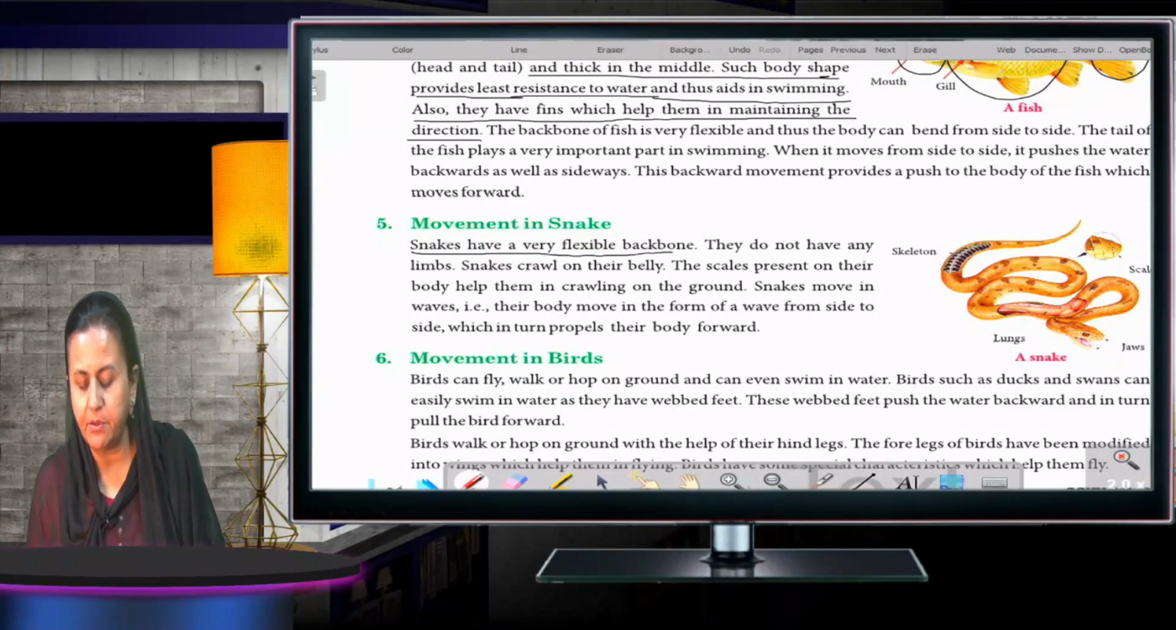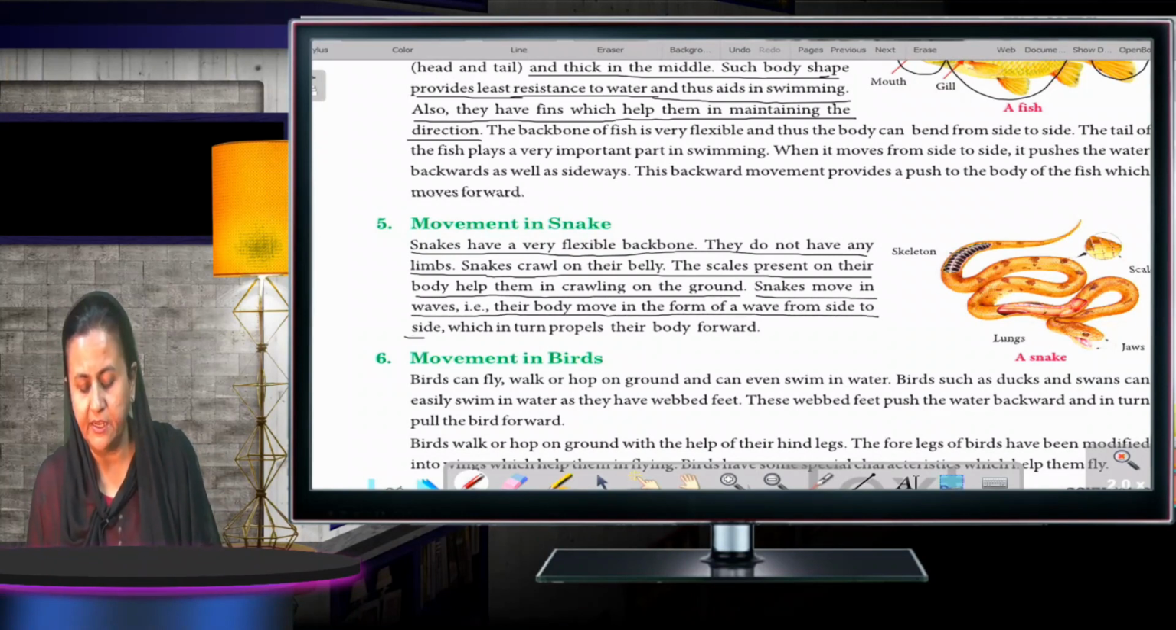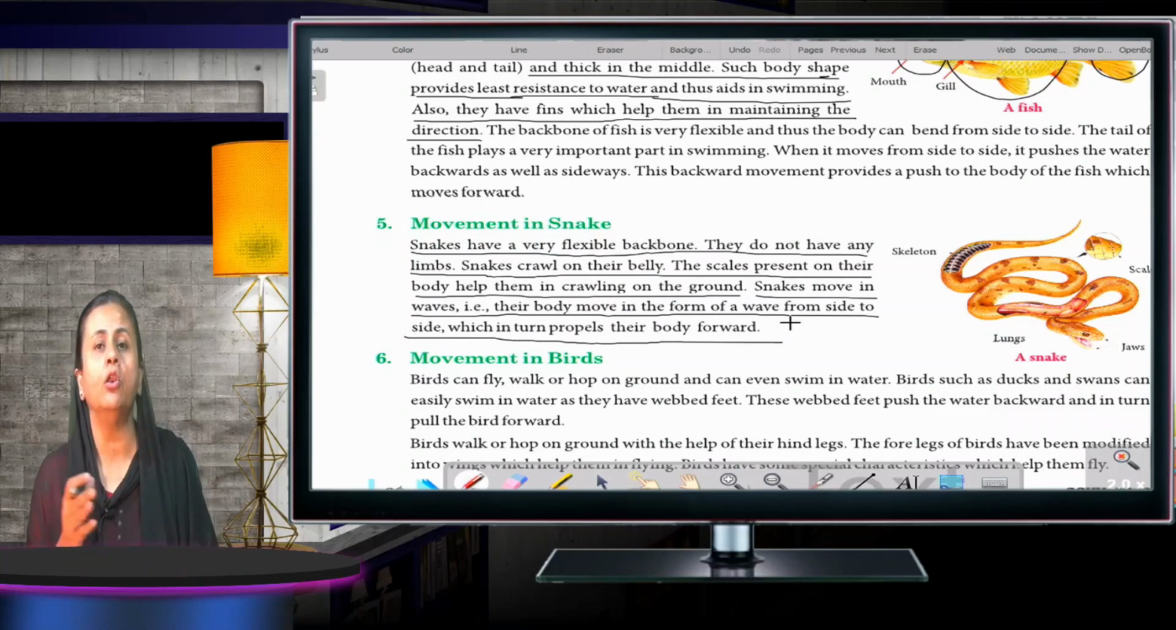Snakes have a flexible backbone. They do not have any limbs. Snakes crawl on their belly. The scales present on the body help them in crawling on the ground. Snake moves in waves, that is, their body moves in form of a wave from side to side, which in turn propels their body forward. See, snake, they crawl on their belly.